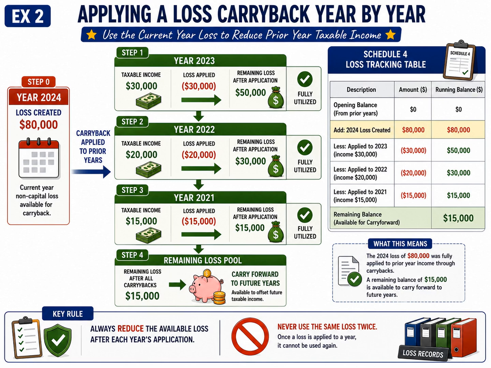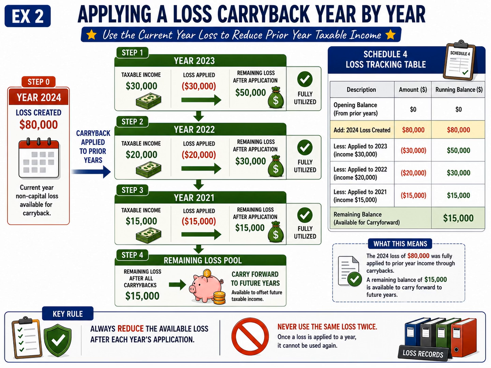The process continues with the 2021 taxation year. That year had taxable income of $15,000. So $15,000 of the remaining loss is applied. This reduces the 2021 taxable income to zero and generates another tax refund.